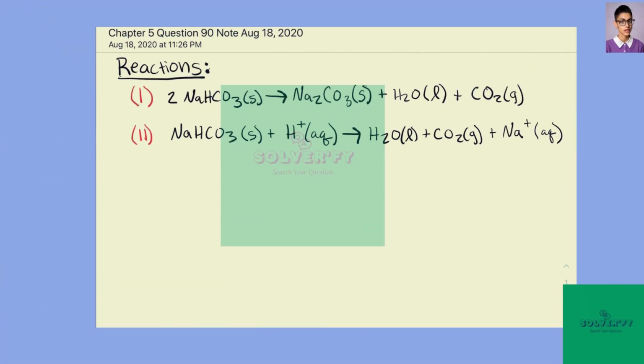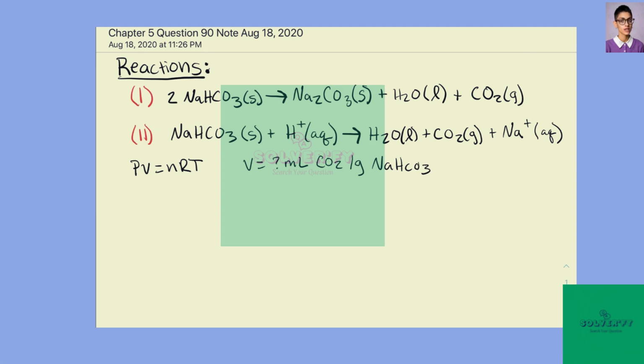So for this question, they are wanting us to find the volume of CO2 per gram of sodium bicarbonate for both reactions 1 and 2. So these are both balanced equations. We're going to be using our equation PV = nRT to help us solve this problem. For this, we're looking for our volume of CO2 in milliliters per gram of our sodium bicarbonate.